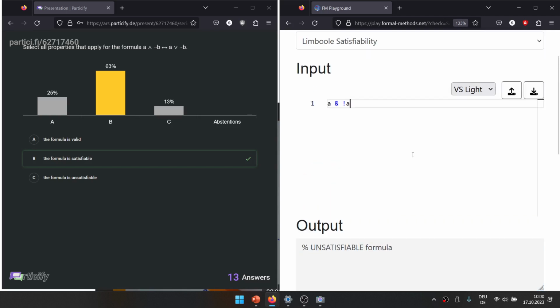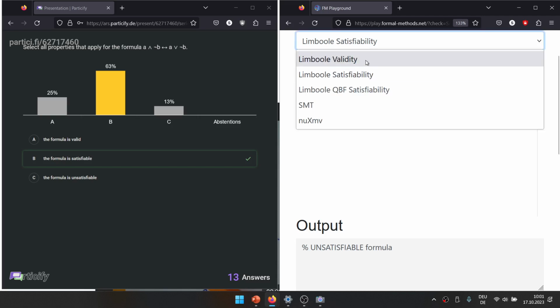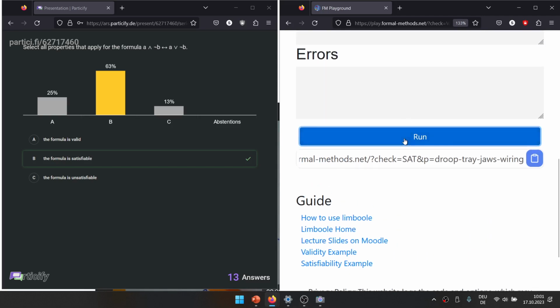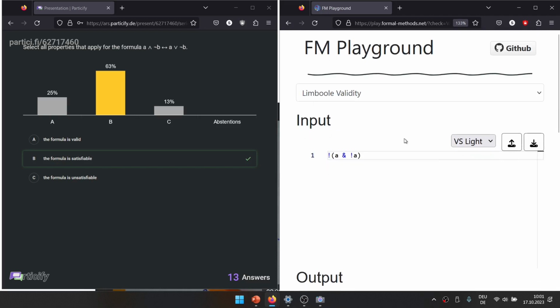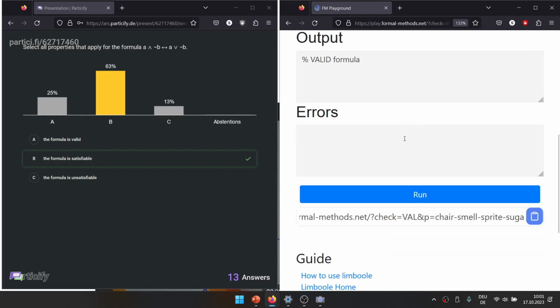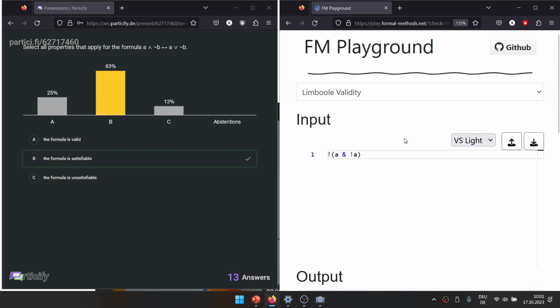Now, what happens if we negate this? What do we get? Yeah, it will be valid, right? It's not only satisfiable, it now should even turn valid. Yeah. Okay, good.